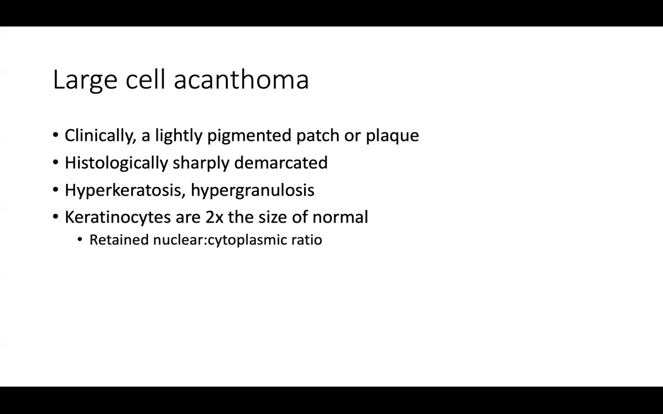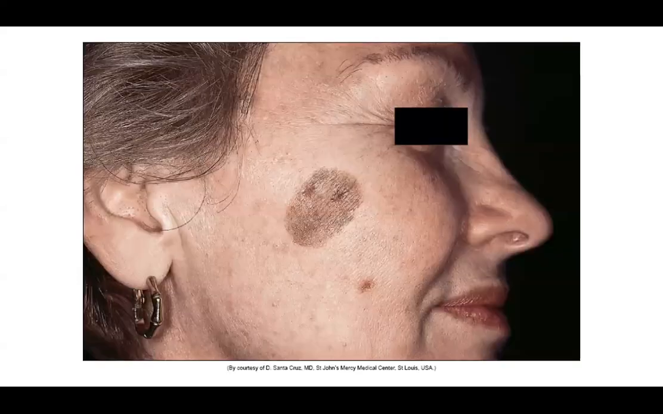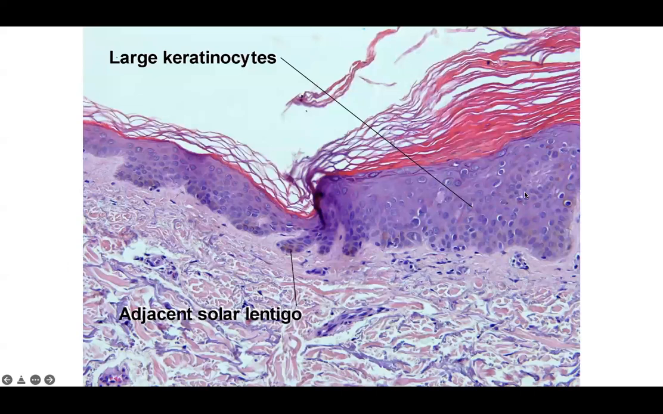You don't have a lot of atypical mitotic activity necessarily, but the cells are atypical in the sense that they're larger. Usually they're larger than keratinocytes, even on the order of twice as large, but they retain a nuclear cytoplasmic ratio. So here you can see a large cell acanthoma clinically. And if you go on higher power, you'll see maybe some adjacent solar lentigo changes and some larger keratinocytes. Pretty good retention of maturation. In this one example here from Dr. Elston's book, you can see some patchy retention of the granular layer and some orthokeratosis mixed in with a little bit of parakeratosis.